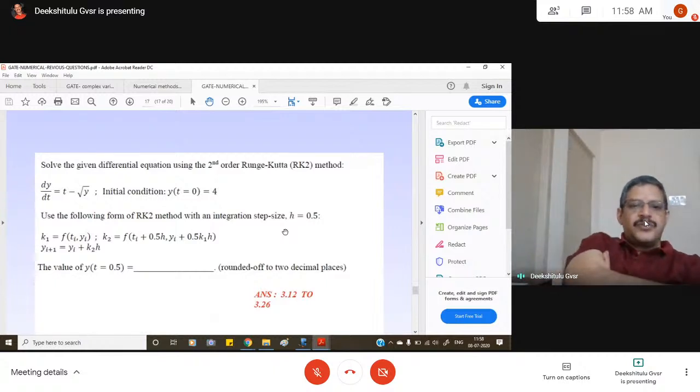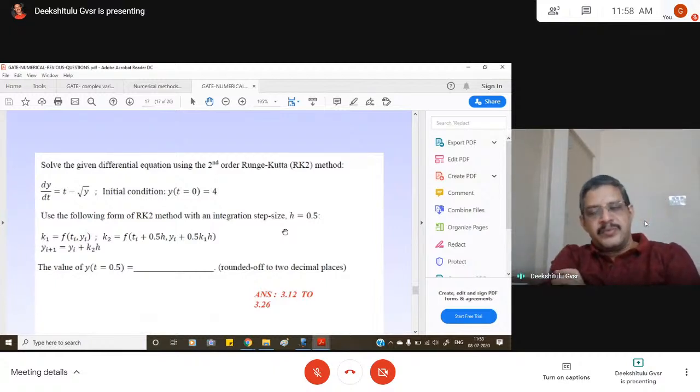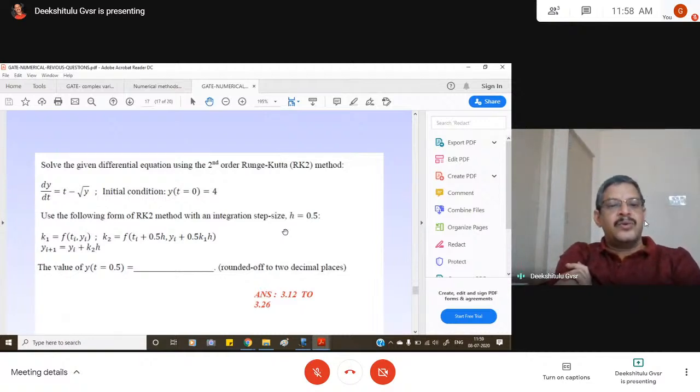Solve the differential equation using the second order Runge-Kutta method. The second order Runge-Kutta method is nothing but the modified Euler's method. dy by dt is equal to t minus root y. The initial condition is y at t equal to 0 is 4. Use the following RK2 method for integration with h equal to 0.5.